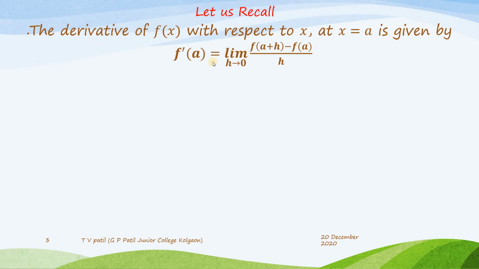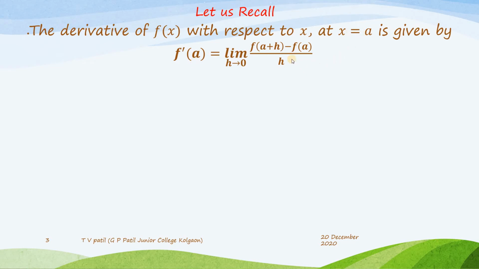Now, first, what is the first principle law of derivative? The first principle law of derivative at particular point a, x is equal to a. That means f dash of a is equal to limit of h tends to 0, f of a plus h minus f of a divided by h. This is the first principle law of derivative at particular point a.